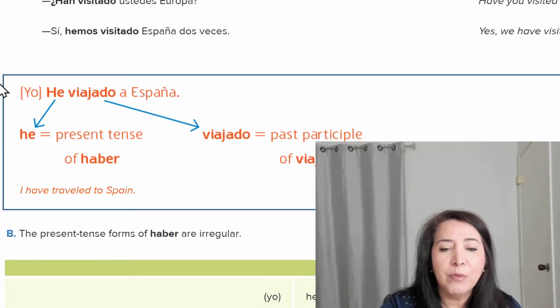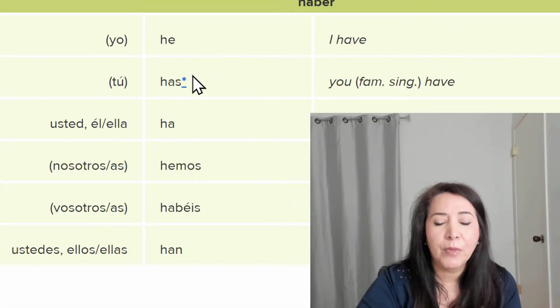For this tense, you need two things. Two verbs. You need haber in the present tense and you need a second verb in the past participle. What's the past participle? I'll explain in a minute. But first, let's take care of this first part.